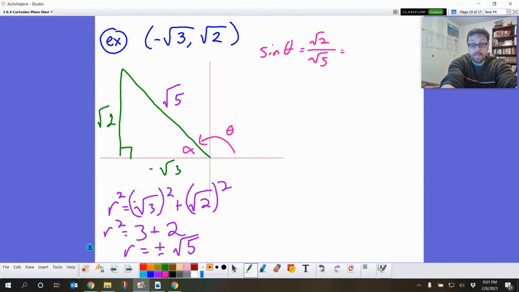And then we want to simplify that thing by multiplying the top and bottom by the square root of 5. So we have 5 down there. The square root of 2 times the square root of 10. Square root of 2 times the square root of 5 is going to be just the square root of 10.